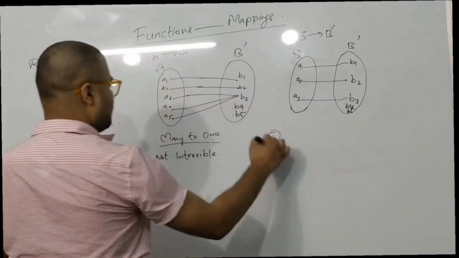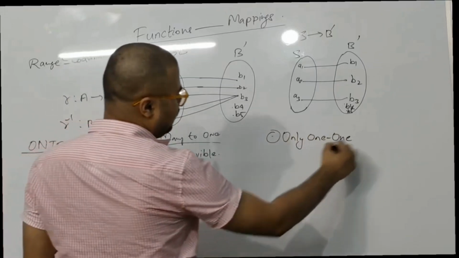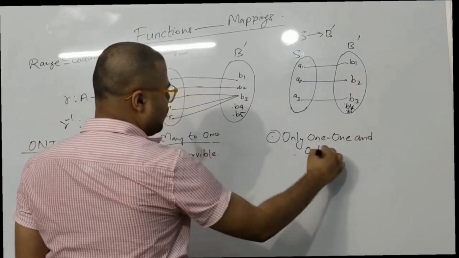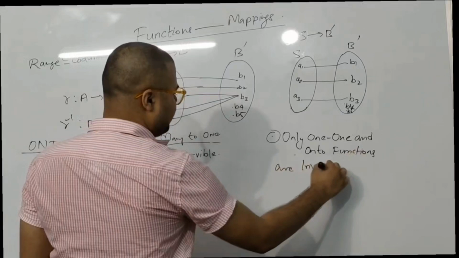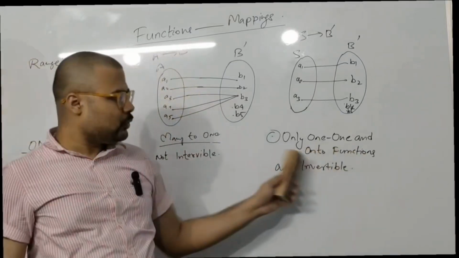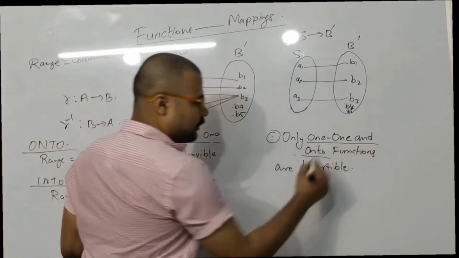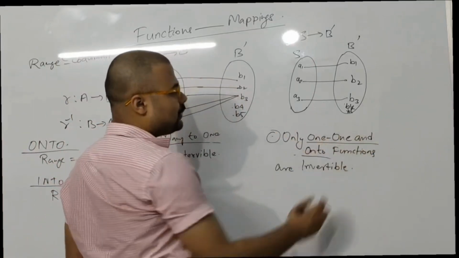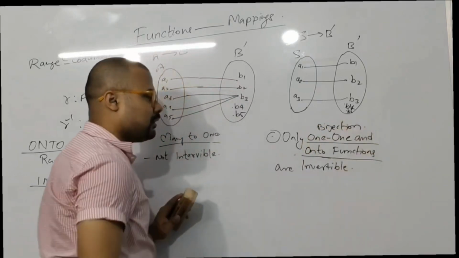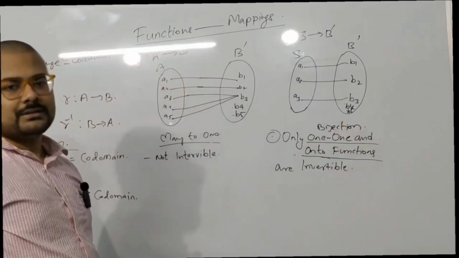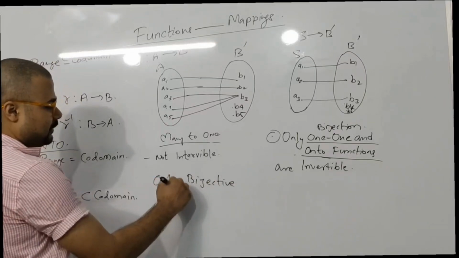So only one-to-one and onto functions are invertible. Those functions which are one-to-one and onto together, when any function is both one-to-one and onto, we call it a bijection. And so only bijective functions are invertible.